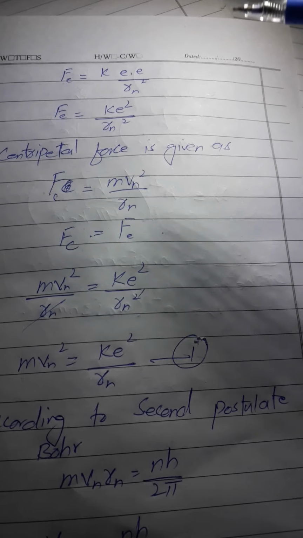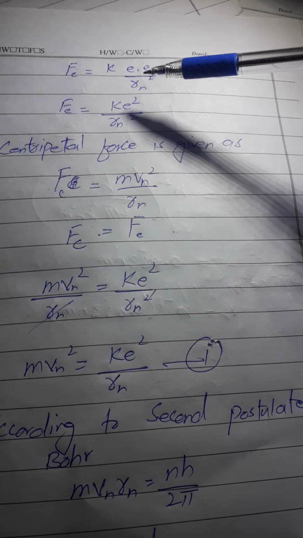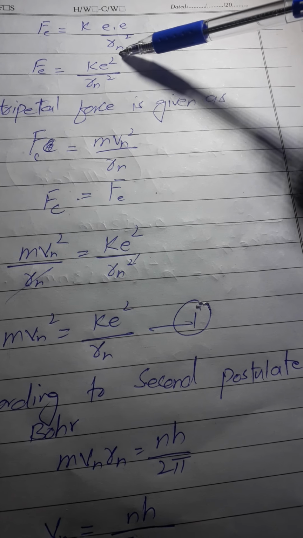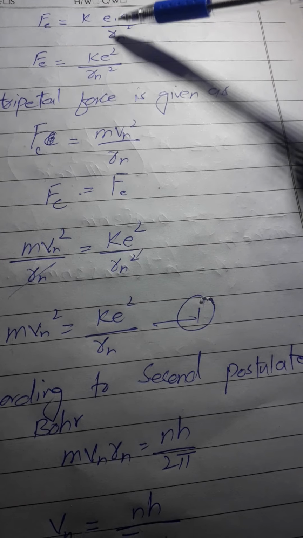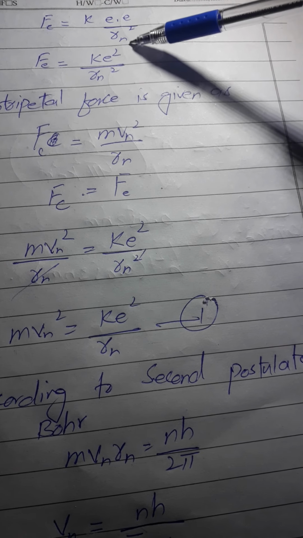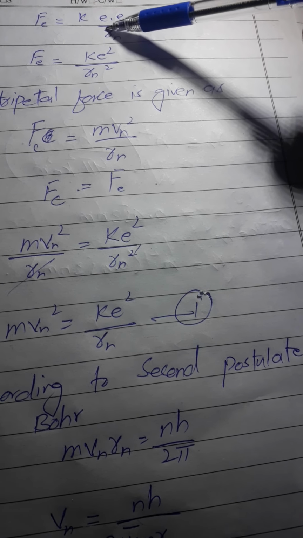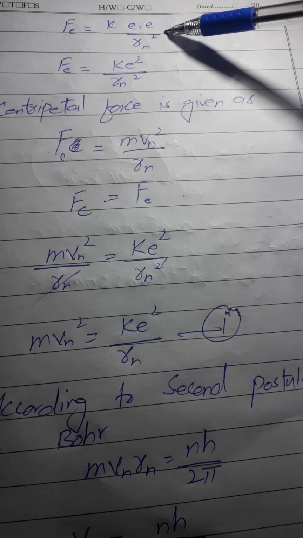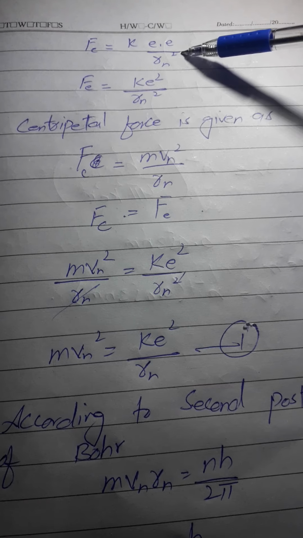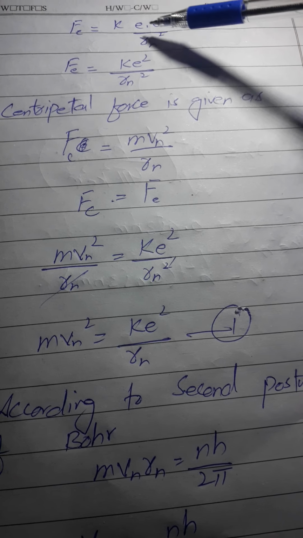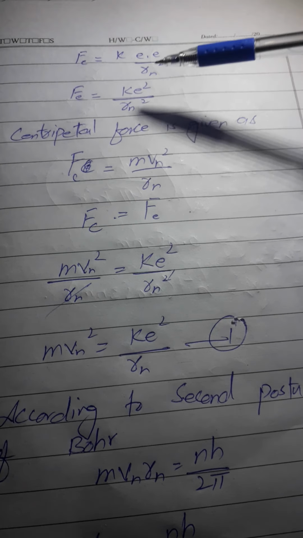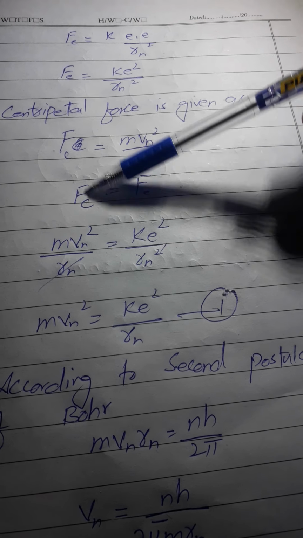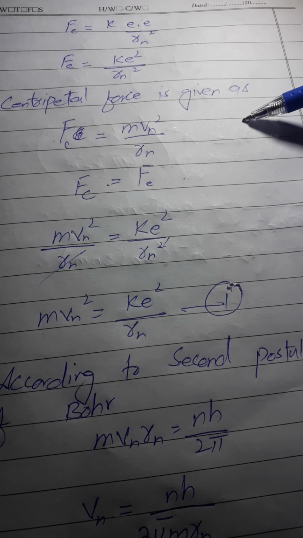So this one is the Coulomb force, and the Coulomb force is given as k e e divided by rn squared, where rn is the radius, e stands for proton and e stands for electron. We are going to consider only the magnitude, not the charge. So here we get positive signs for both of them. So F is equal to k e squared divided by rn squared. Obviously an object moving in a circular path will contain the centripetal force.